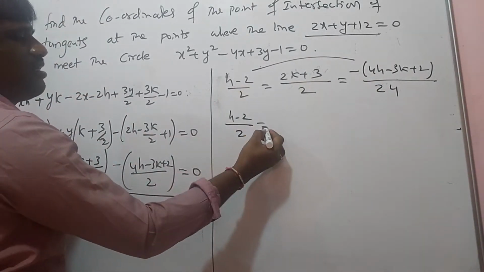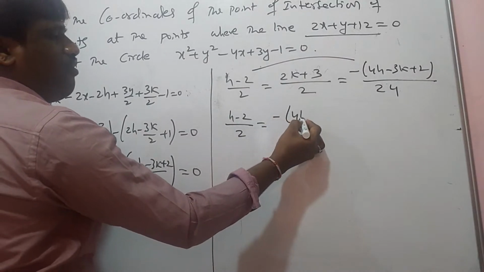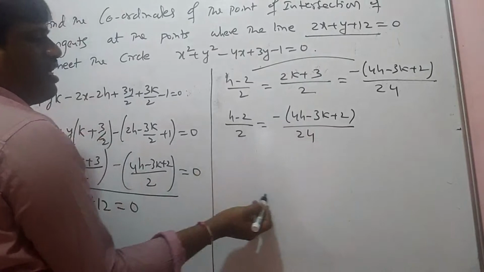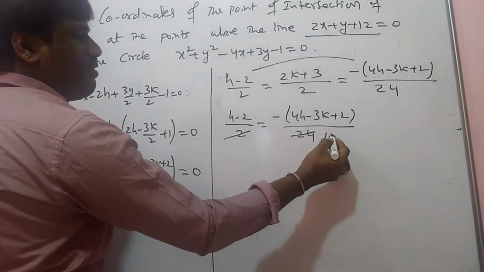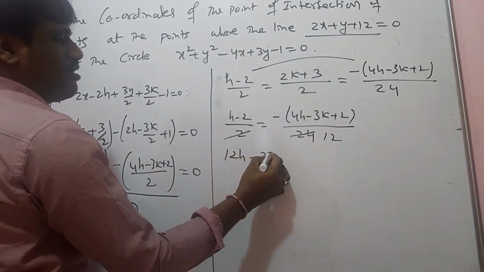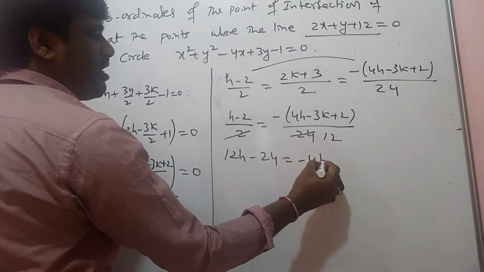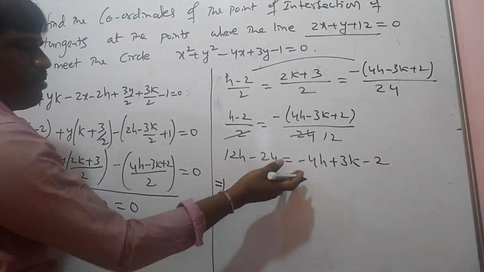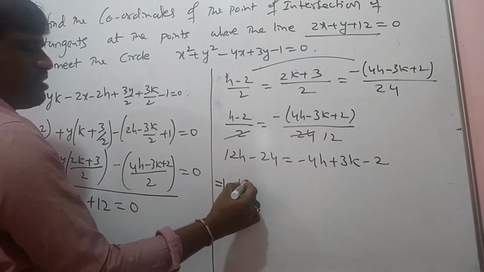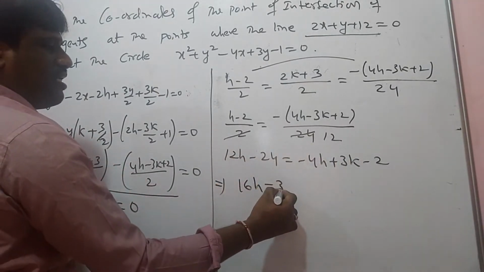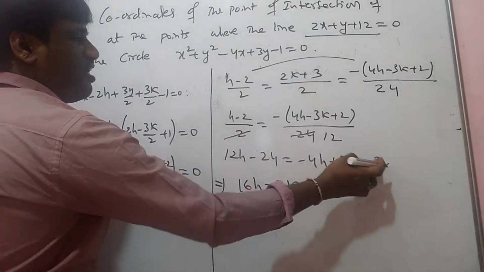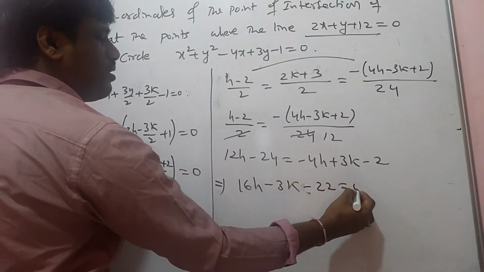So this you have done in circles, like straight lines. 4h minus 3k plus 2 divided by 24. So I have solved this only. This is cancelled 12 times. So 12h minus 24 is equal to minus 4h plus 3k minus 2. I can't do anything here. I'm not making any mistake here. If we send this here, 16h minus 3k, and minus 22. If I send this here, I get minus 22 is equal to 0.